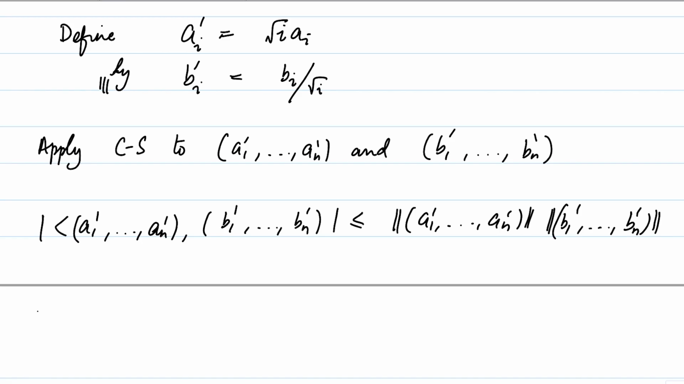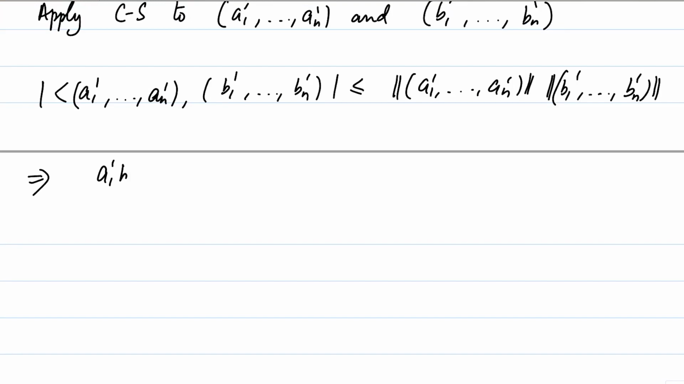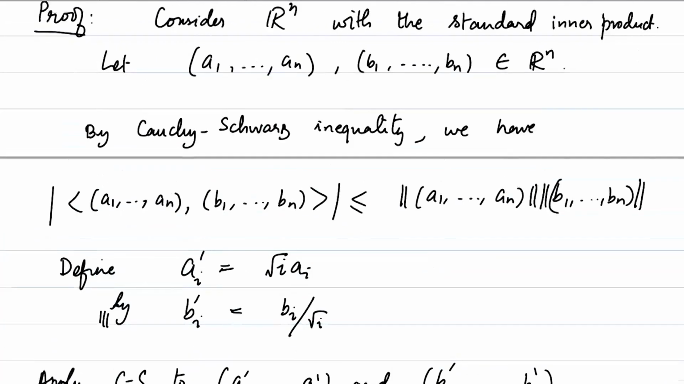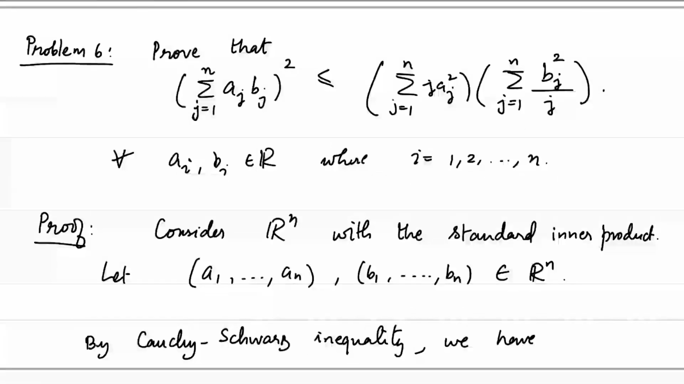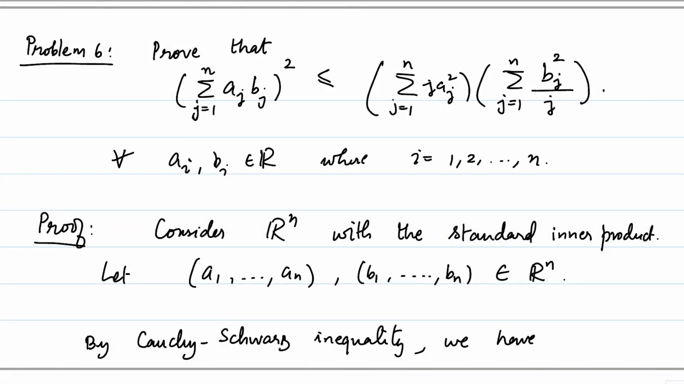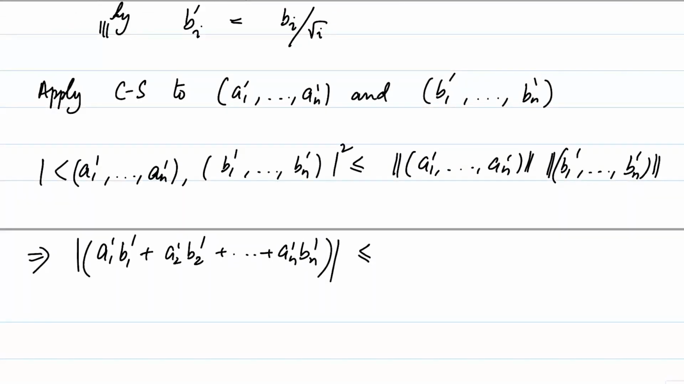What is the LHS here? The LHS is just a1 prime b1 prime plus a2 prime b2 prime plus up to an prime bn prime, the absolute value of this. This is less than or equal to the right side. What we have to show is that this square is less than or equal to this. In particular, this square is also less than, since all these are positive quantities. So Cauchy-Schwarz will in particular give us this.